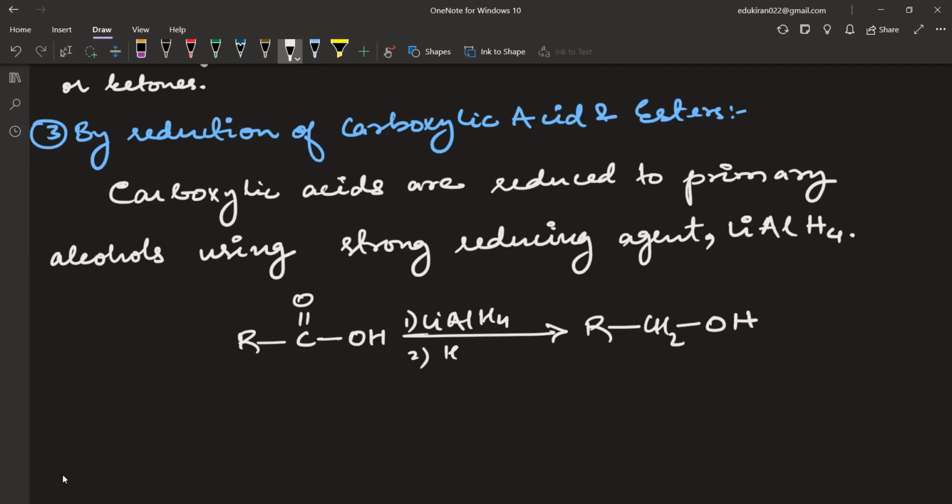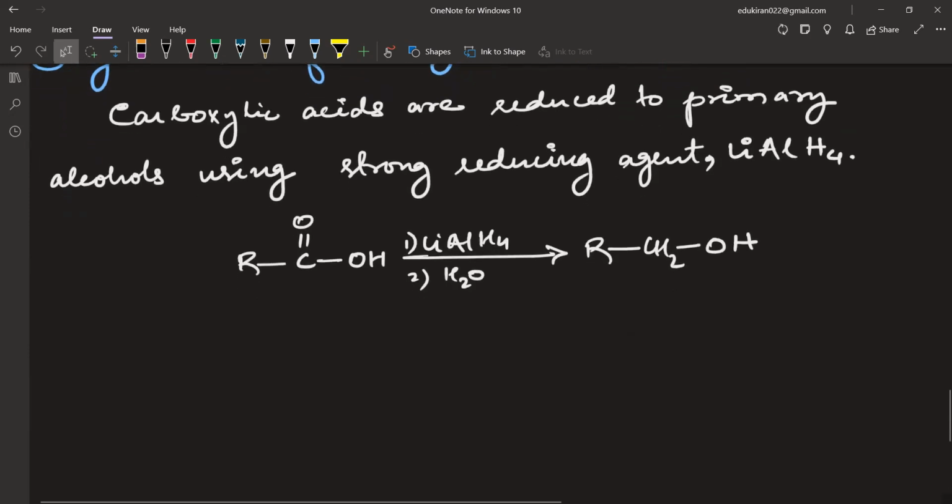So in the first step, I will add LiAlH4. In the second step, I will add water in order to get the OH form. Otherwise, it will be O negative and Li positive, something like that. So in order to get the OH form, I will add water. So you will see that in many reactions, we are adding water in the second step.